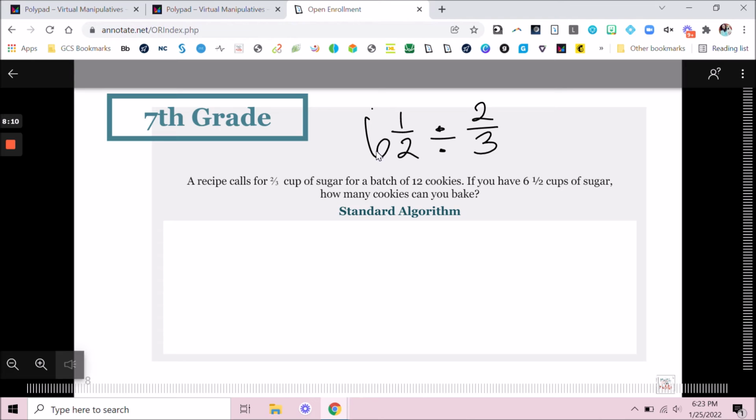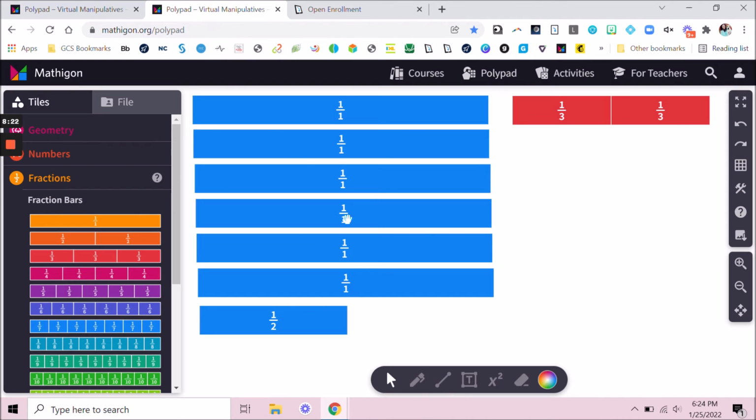So then we get to 7th grade. And 7th grade is where that standard algorithm of keep, change, flip really starts to come into play, but we need to understand why it works. So let's come over here to a different model.